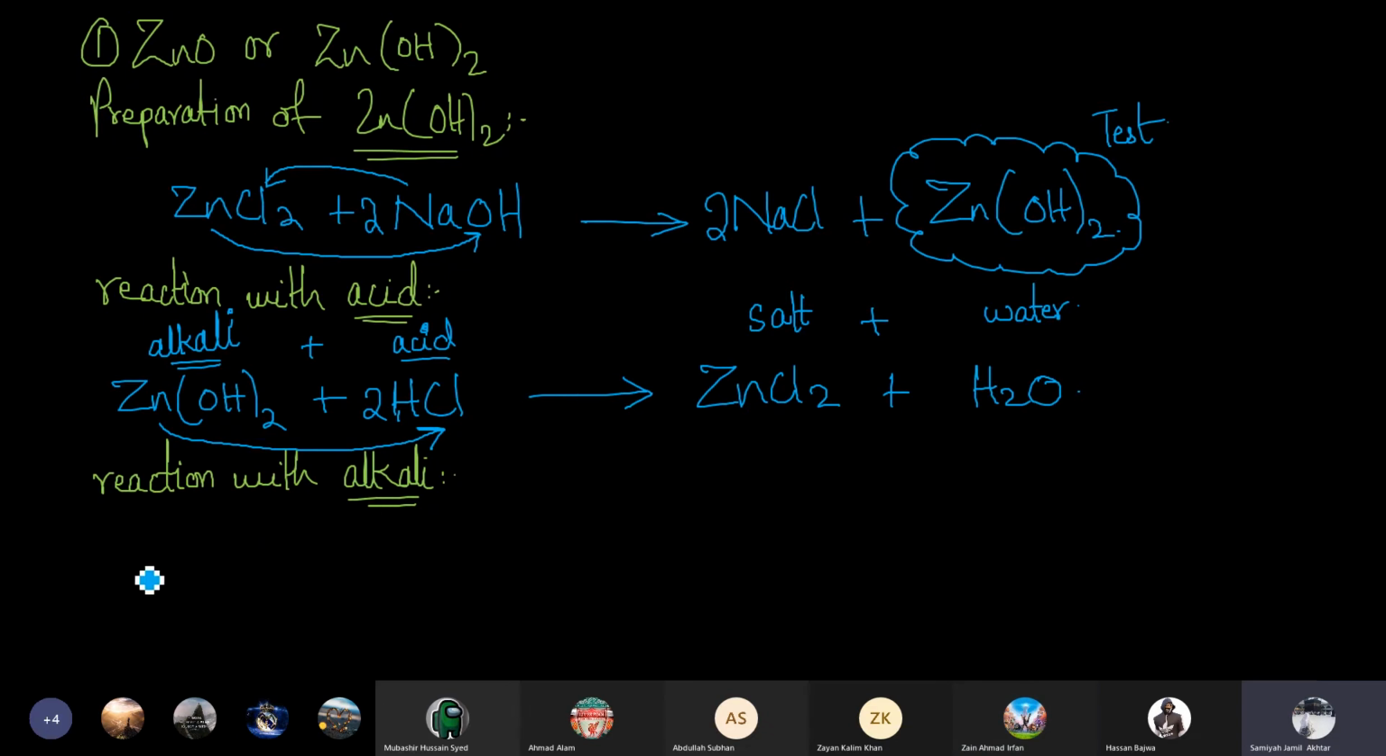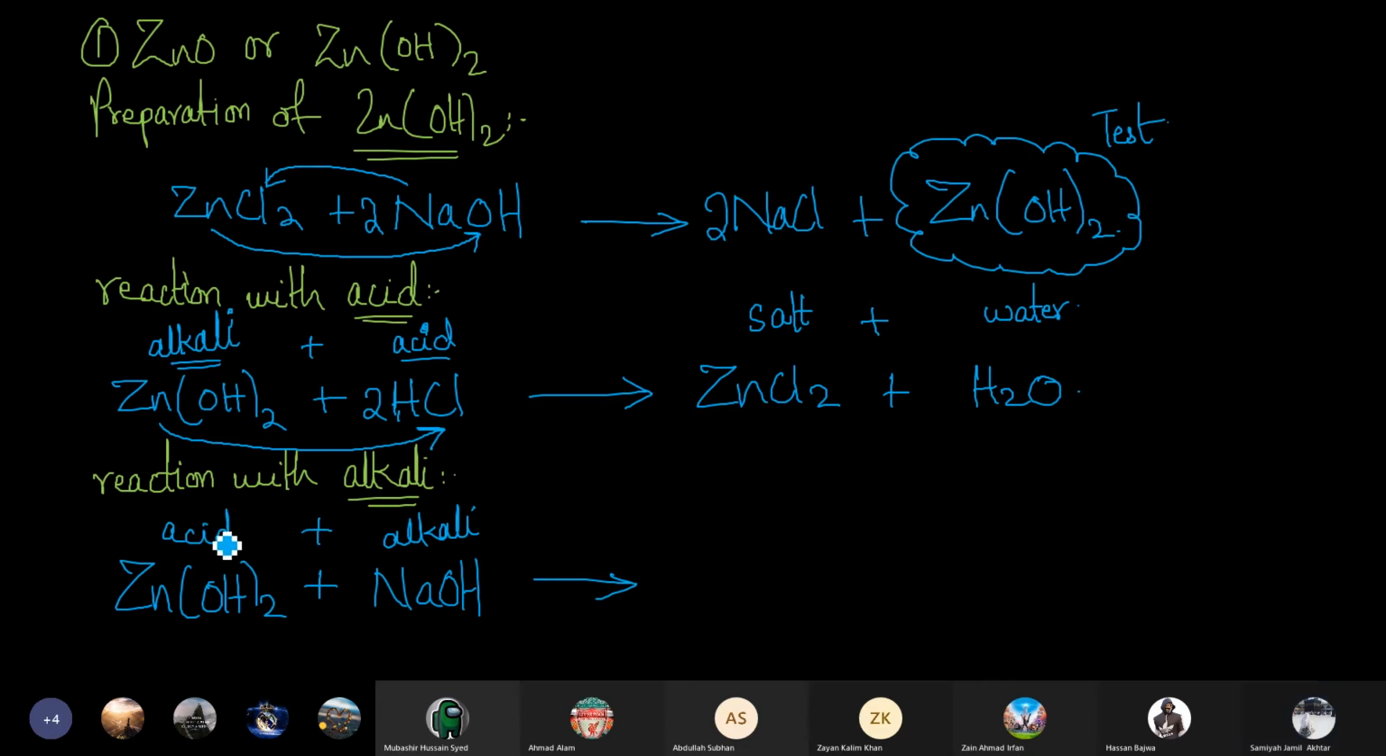Now the reaction with alkali. We will take zinc hydroxide and react it with an alkali. Let's take sodium hydroxide, because it's the simplest one. When it comes in contact with an alkali, it starts behaving like an acid. So zinc hydroxide will become an acid. Again, acid and alkali will form salt and water.